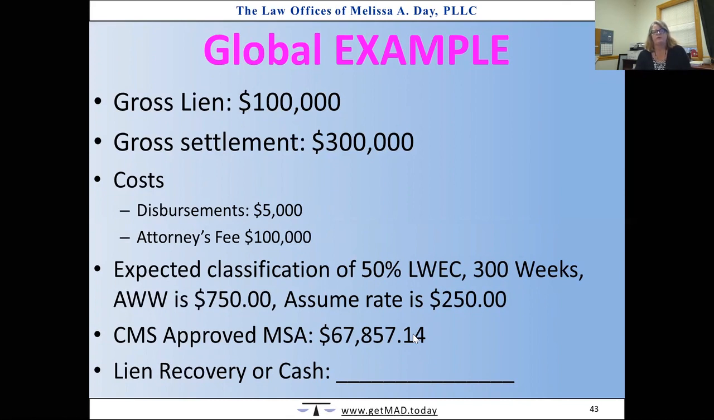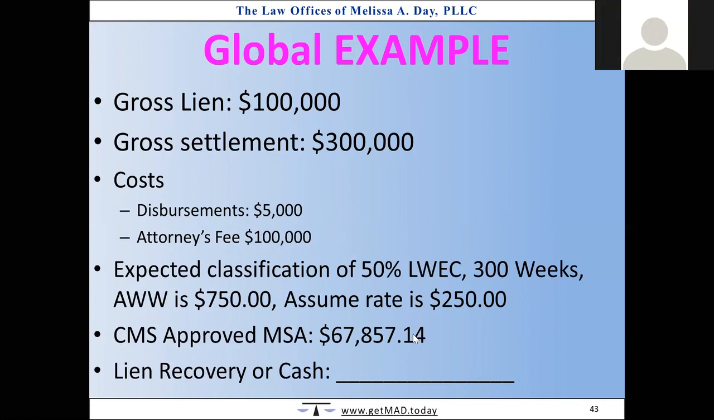So your recoverable lien is going to be what? $100,000 less $100,000 times 35%, which would be $100,000 minus $35,000. You can think of that as the attorney's fees associated with your lien recovery. So your recoverable lien will be $65,000.